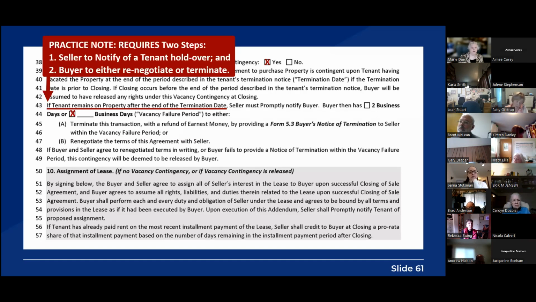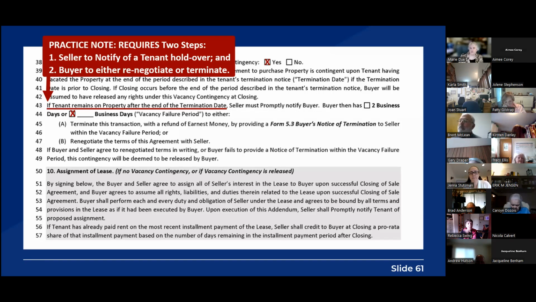If the tenant remains on the property after the end of the termination date, the seller must promptly notify the buyer. The buyer has 2 business days, or X, to either terminate the transaction with refund of earnest money or renegotiate the terms of the agreement with the seller. Again, we've written in opportunities to cure on each of these different areas, so that it's not just an axe coming down and saying that's it. They can say, if the tenant remains on the property, buyer, you guys are going to have to change the close of escrow.